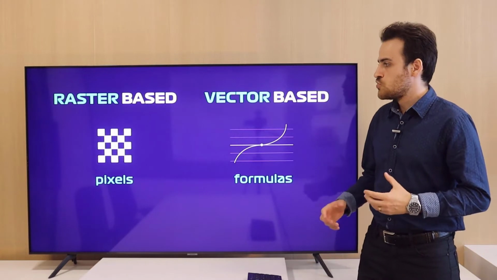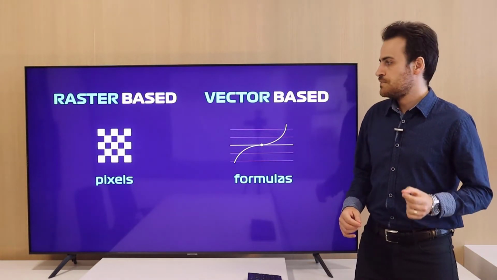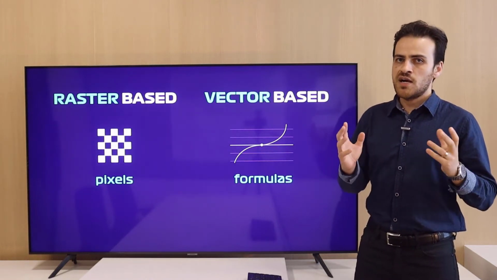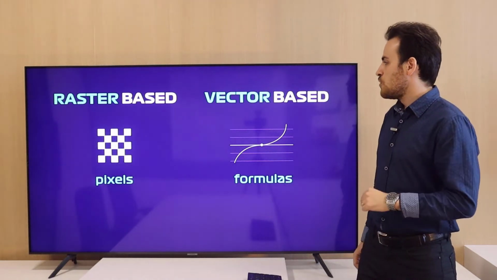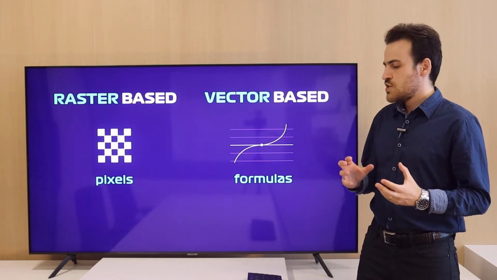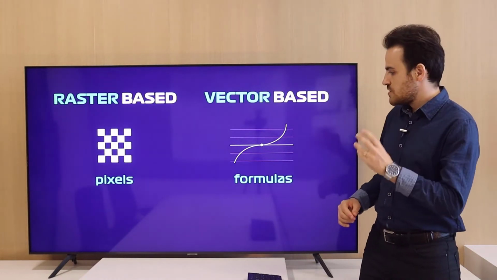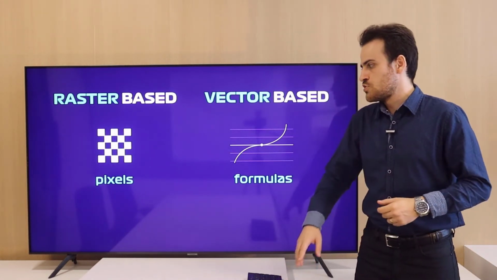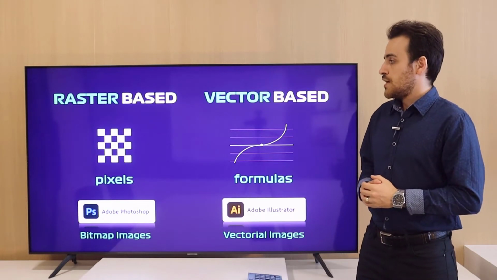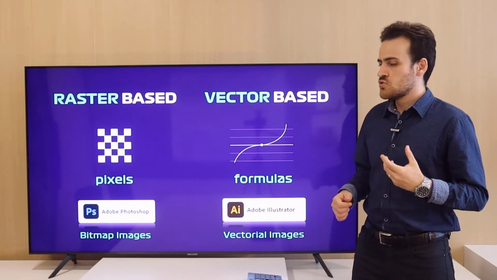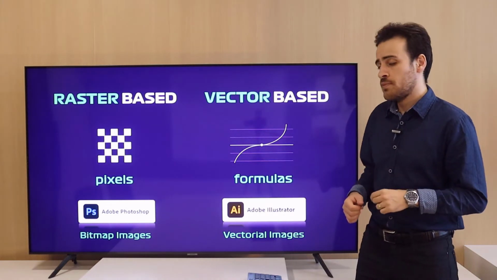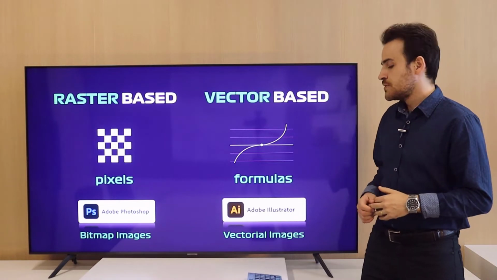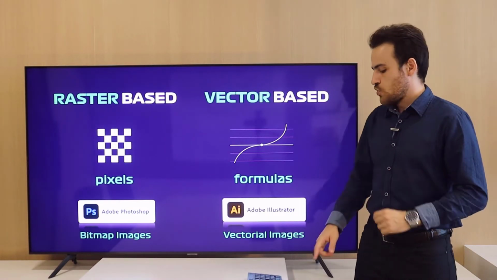Raster-based images are composed of pixels, which are little square dots that, joined together, make the entire composition of the image. And on vector-based we have calculation formulas that create these shapes without the loss of resolution, and we'll talk about it later. The pixel images are also called bitmap images. So in Photoshop we work with bitmap images, and in Adobe Illustrator we can work with vectorial images.